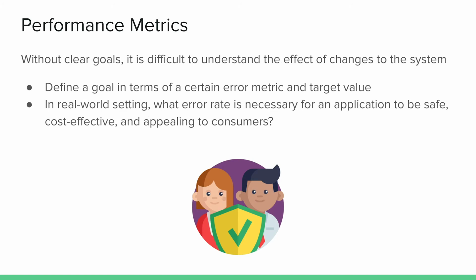The performance metrics are really important, as I said before, because without a clear goal, well, it's difficult to understand the efforts that you're taking and to understand the effects that any of your changes has on the system. So you should define a goal in terms of a certain error metric or target value that you want ideally to achieve. And in a real-world setting, what error rate is necessary for an application to be safe, cost-effective and appealing to consumers depends on your domain. So you will have to come up with a meaningful value with your business owner or just define it for yourself.